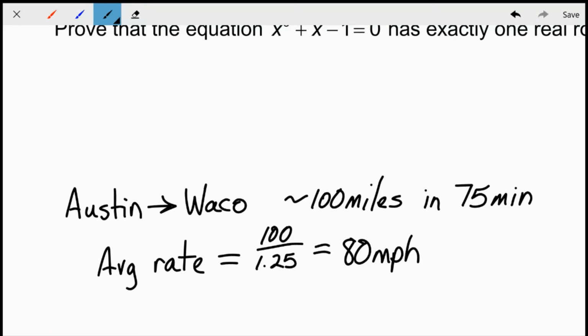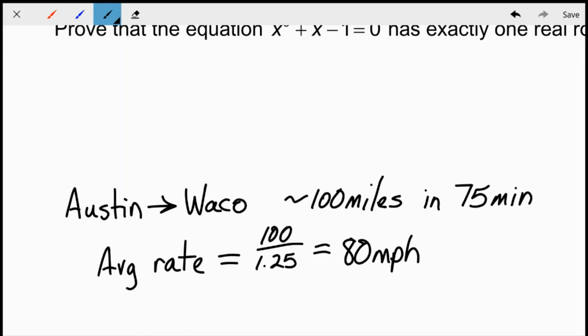The position function of me driving from Austin to Waco is a function that is continuous and differentiable on the entire time interval. I can't skip from one position to another position. I can't teleport from one spot to another on the road. So it's a continuous function. It's differentiable. I have to be driving a certain speed at any point along the way on my drive. So it meets all the criteria of the mean value theorem.